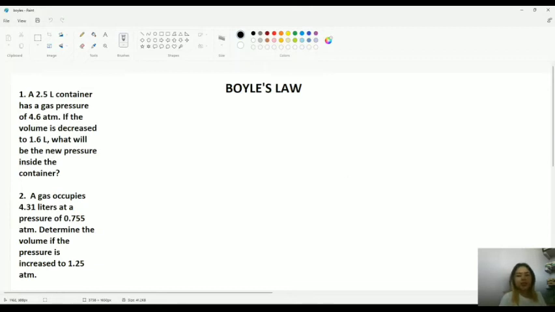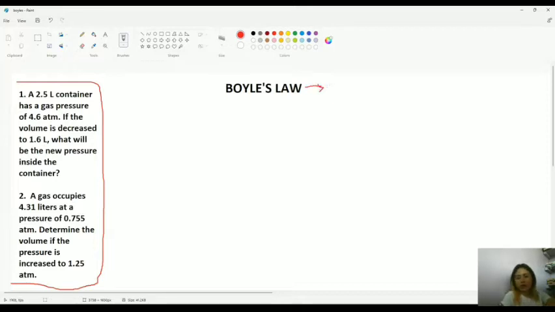So, hi guys, our topic is all about Boyle's law. So, maraming gas law sa chemistry. So, first is Boyle's law. And ito yung mga sample problems niya, dalawa. Solve it. First, we're going to define what is the formula of Boyle's law.